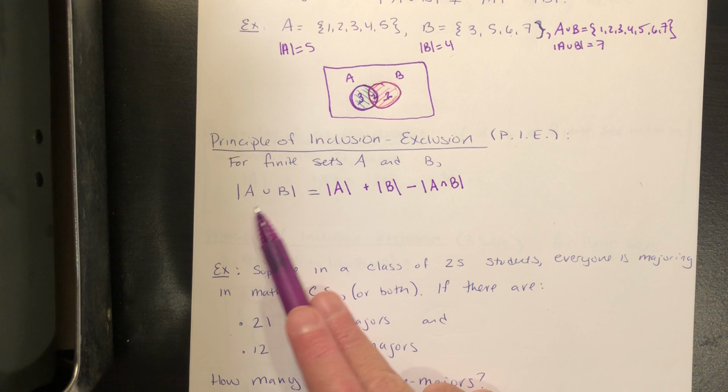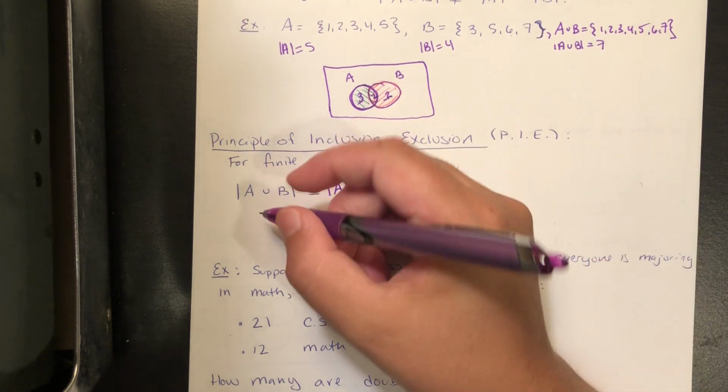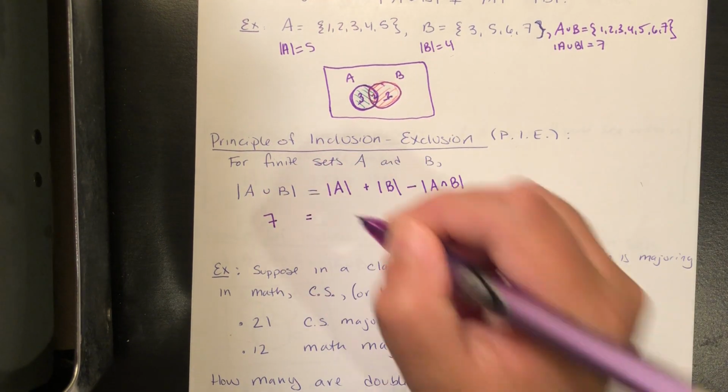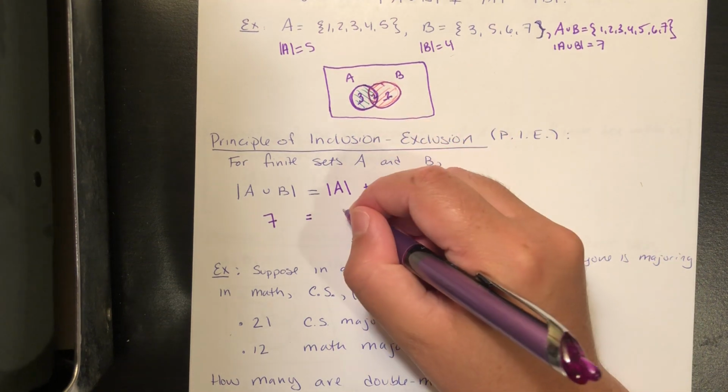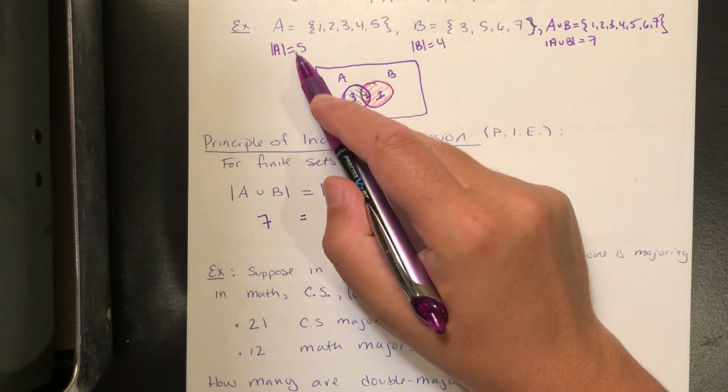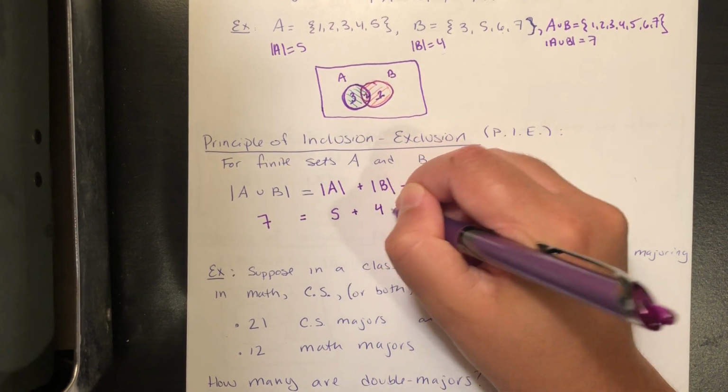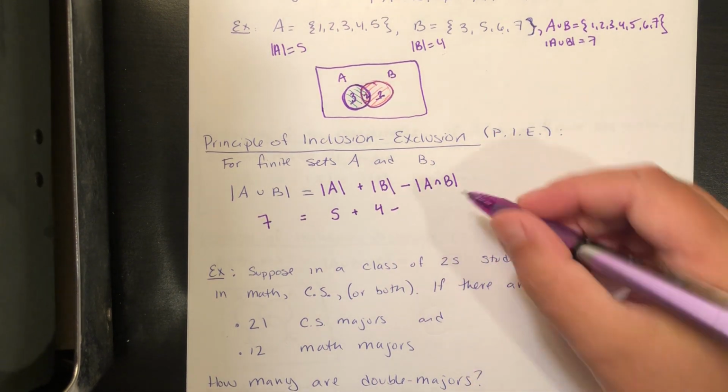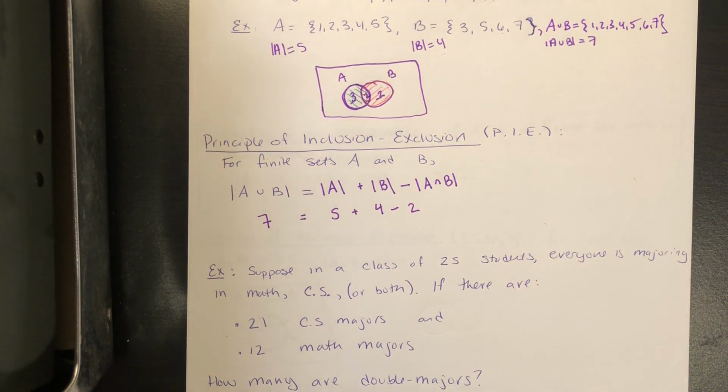And we can check and see that that's true in this example up here. We said there were 7 elements in A union B. That's the same as starting with all the elements of A. There's 5 of them, plus all the elements of B. There's 4 of them, minus everything in the intersection. There were 2 elements of the intersection. Okay, so this checks out here, right?